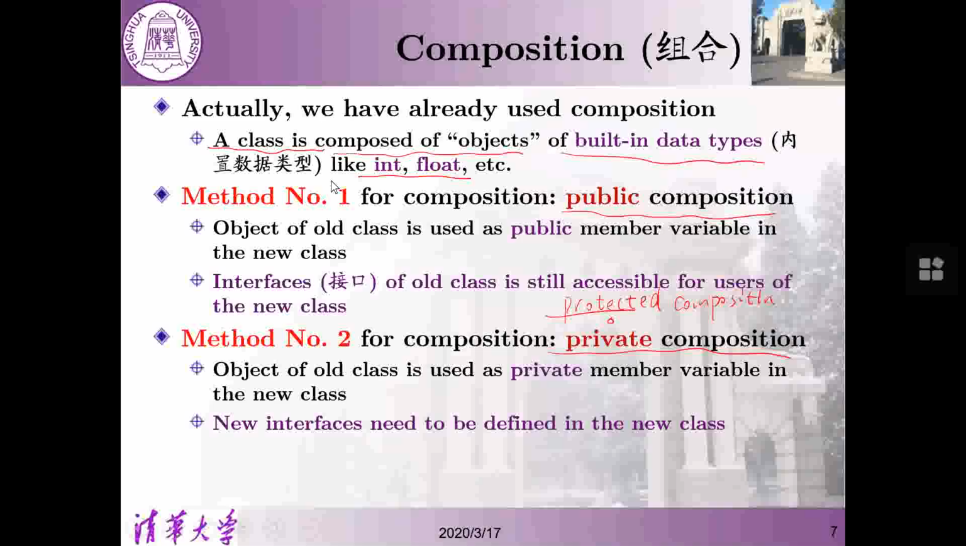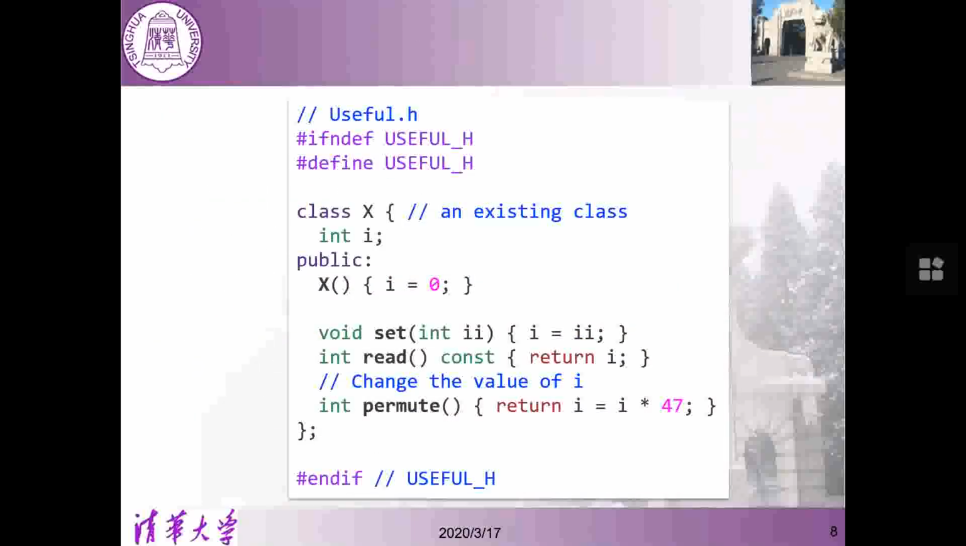Okay, we just mentioned that actually there are 3 ways of composition. One is public, another one is private, and the third one is protected. But protected is less used, and we need to learn protected later when we learn inheritance. So we have to learn it later, okay? Typically there are two ways, public and private. So here's an example.